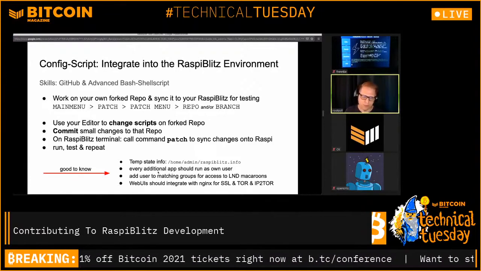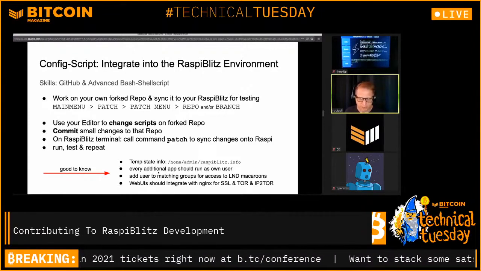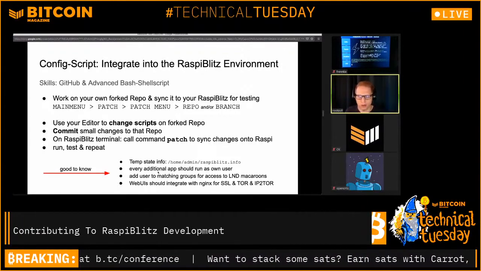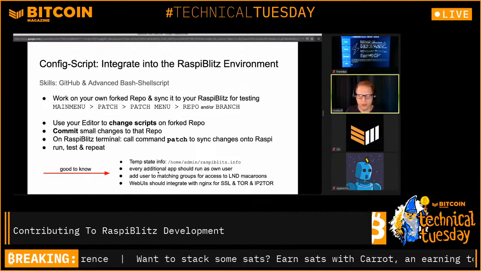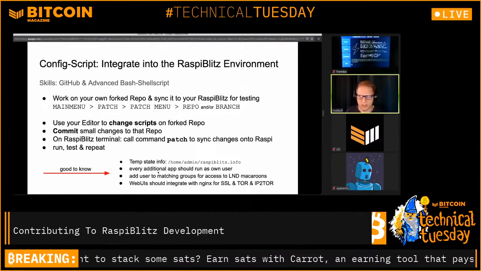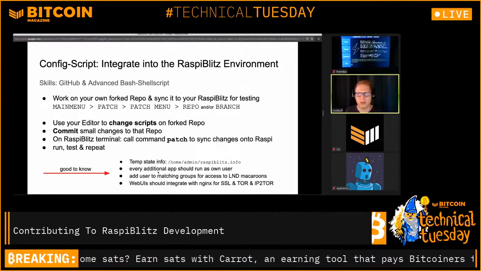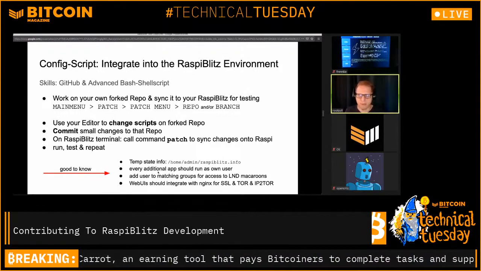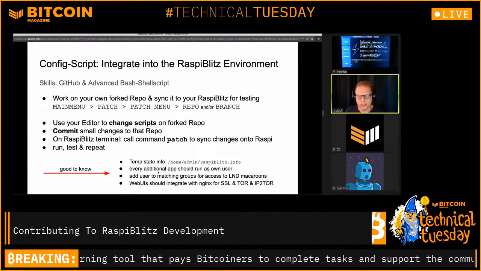And then if your additional app has a web UI, a little server that you can call locally and open up in your browser like other apps are doing it, like ThunderHub or RTL or BTCPay Server. They all have web UIs, right, for the user interaction.